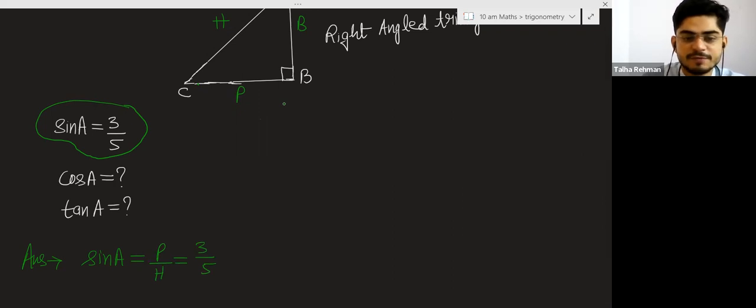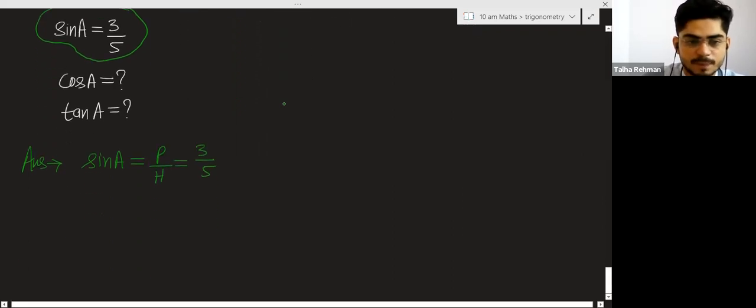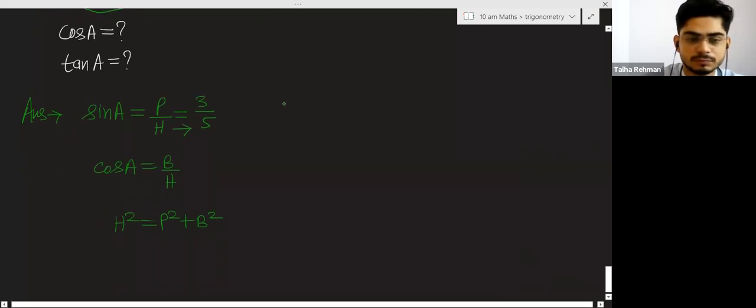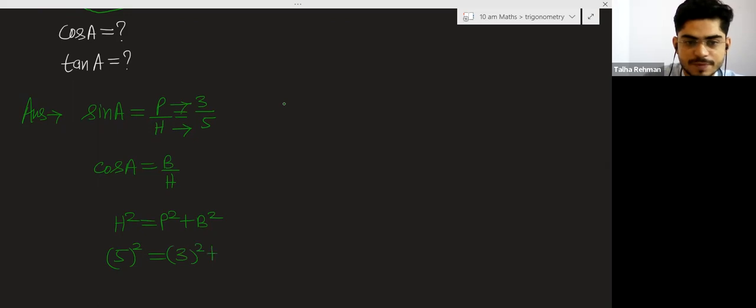Okay, and we have to find cos A, which means we have to find base divided by hypotenuse. So we require the base, and we will apply the Pythagoras theorem. Hypotenuse square equals perpendicular square plus base square. The hypotenuse is 5, so 5 square. Perpendicular square is 3 square. Base square we have to find.